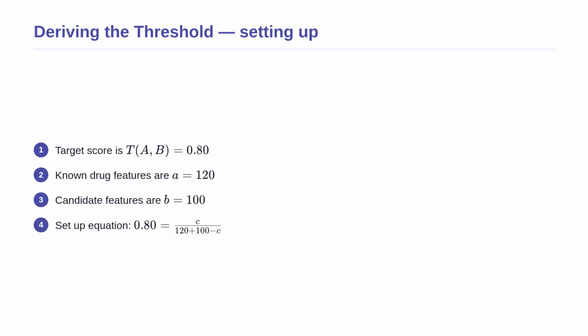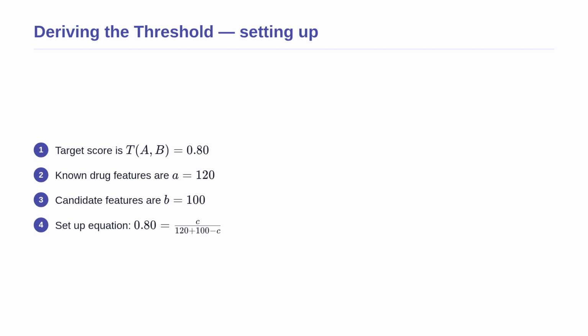Now that we have used the formula to find a score, let us tackle a more advanced problem. A researcher is screening the zinc database for a molecule similar to a known anti-cancer drug. The known drug has 120 features, and a candidate molecule has 100 features. To be considered a hit, the candidate must achieve a Tanimoto score of at least 0.80. We need to find the minimum number of shared features, C, required to pass this threshold.